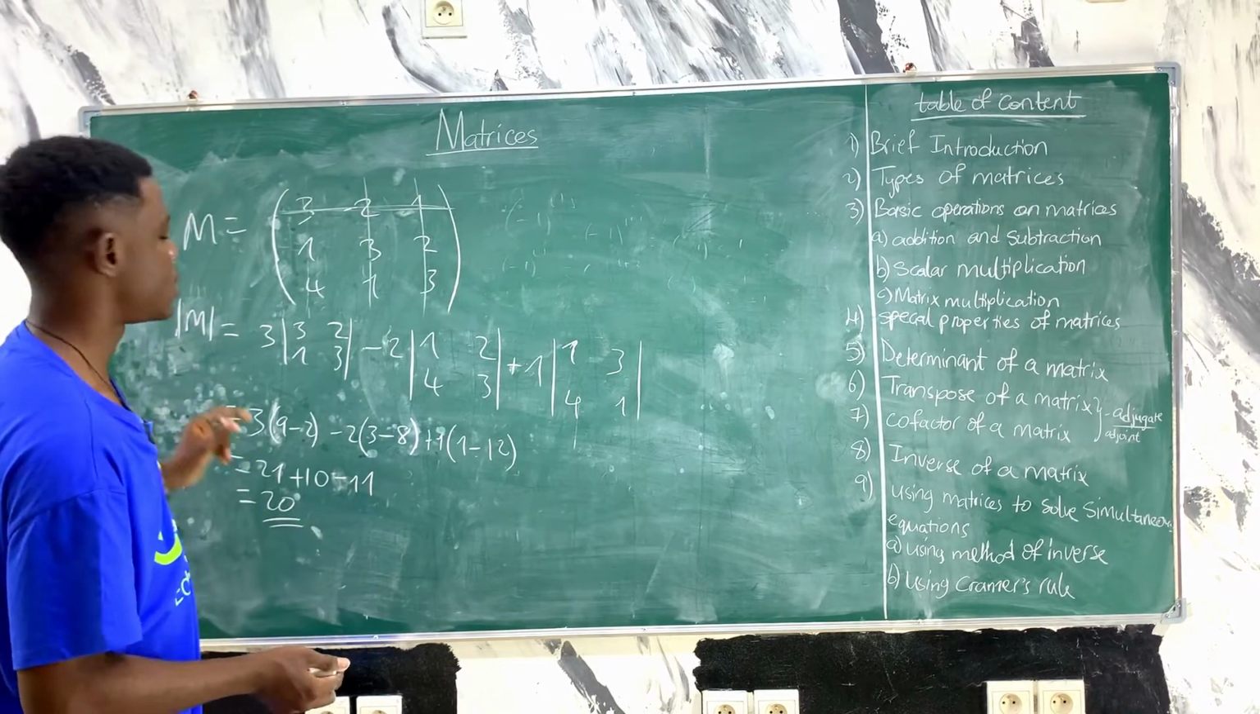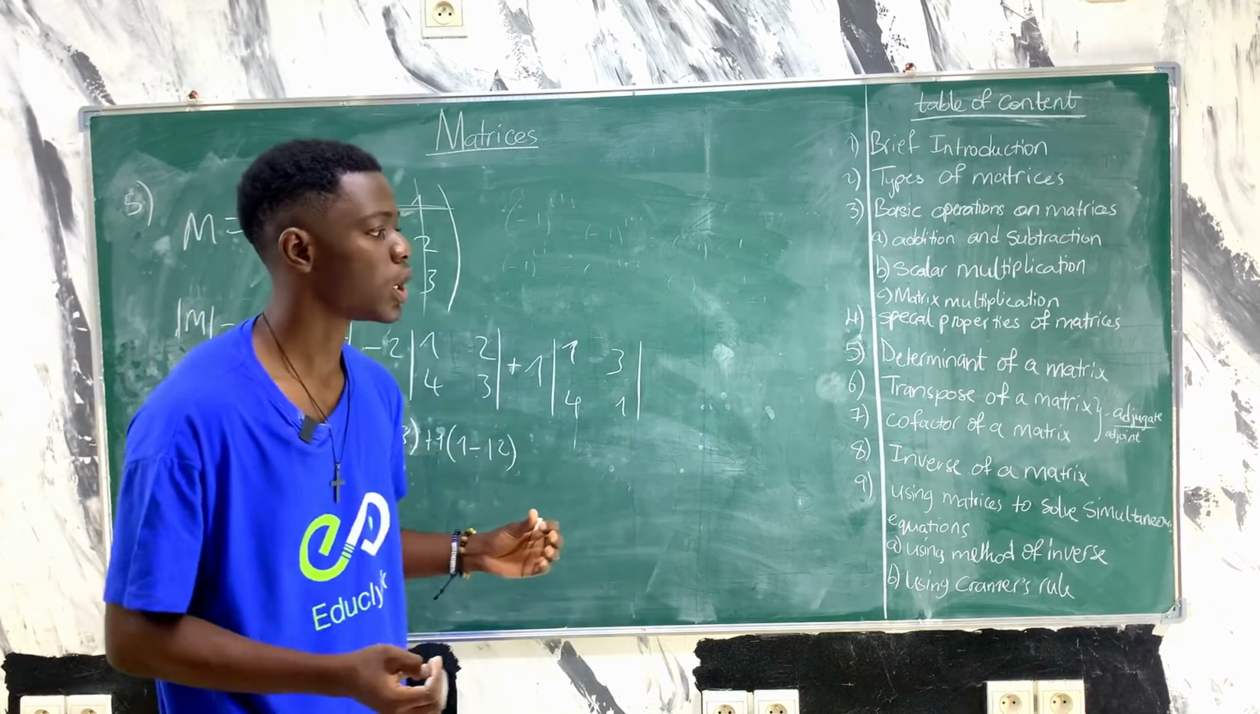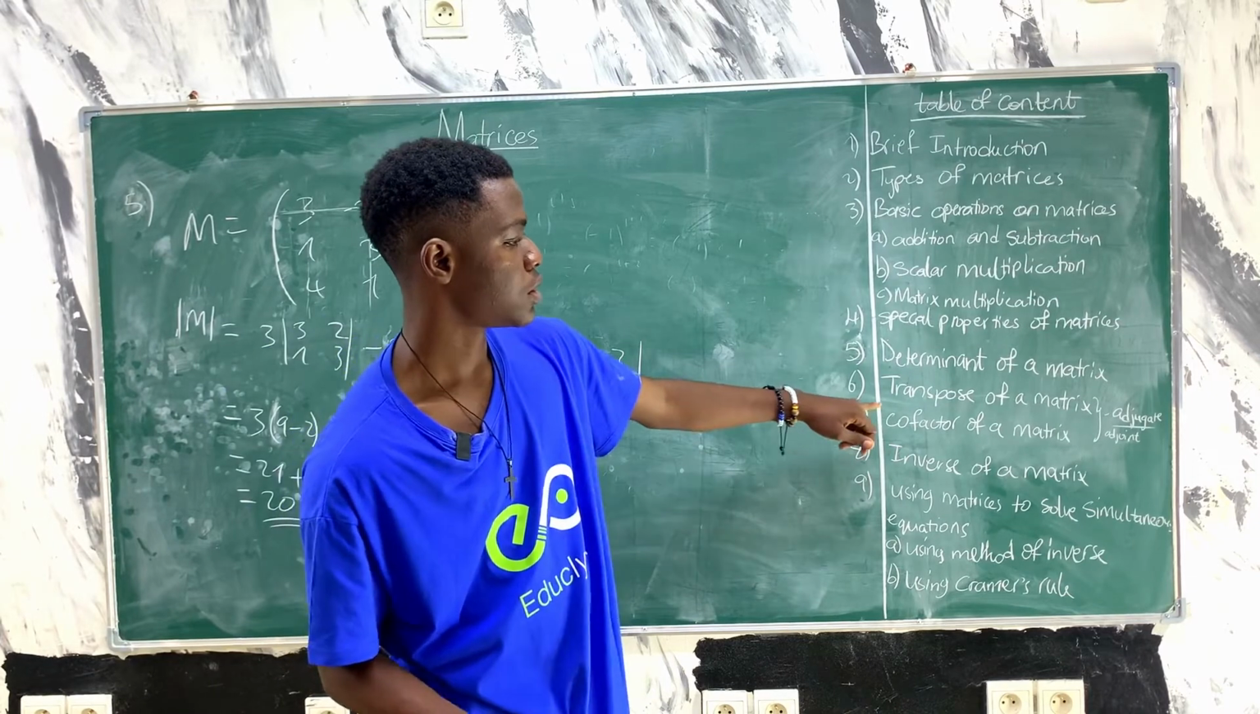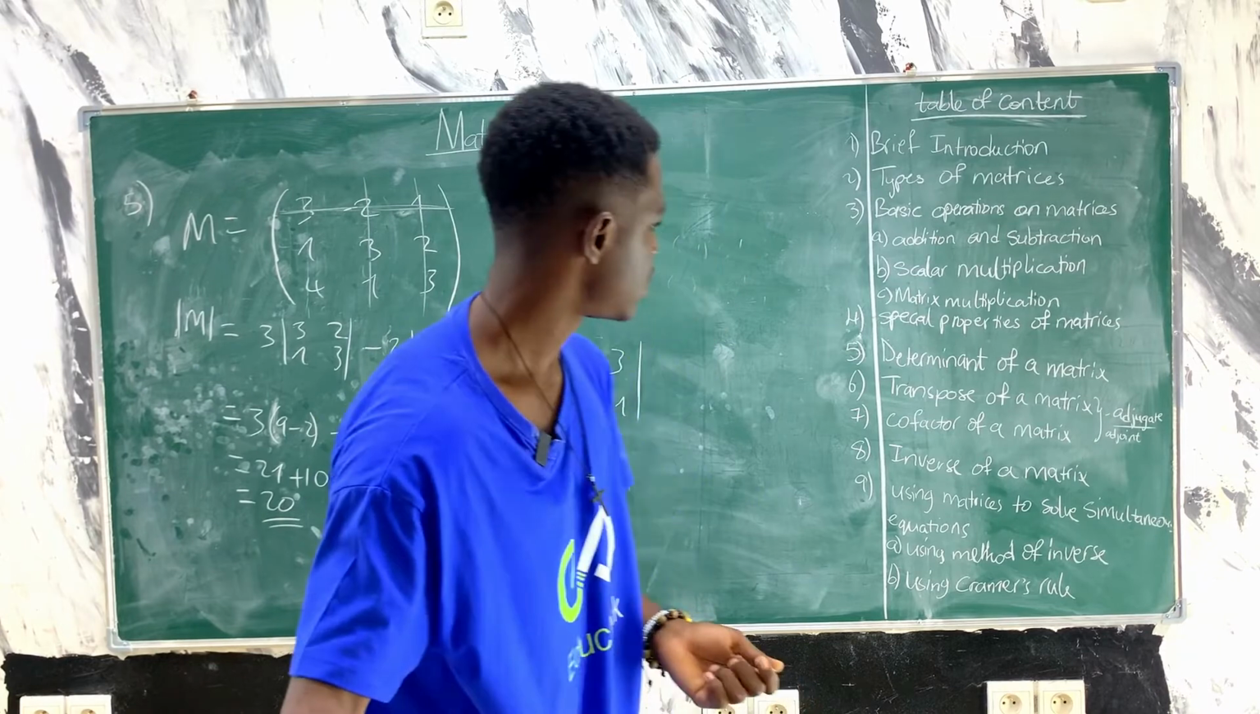So here 20 is a determinant. I think it is well explained. So we can go to the next, finding the transpose of the matrix. The next is finding the transpose.